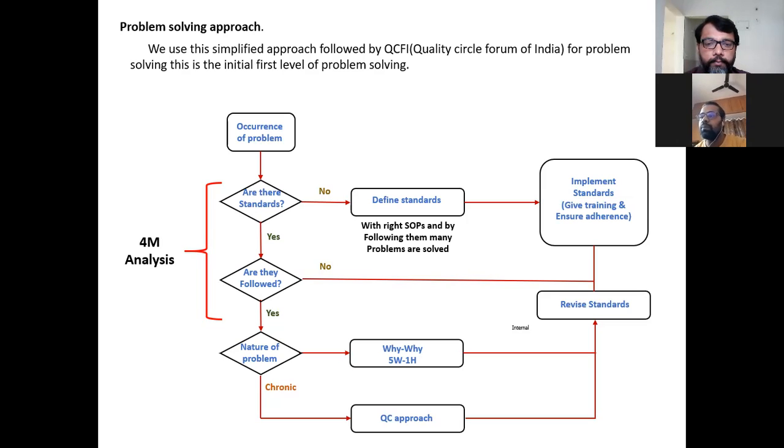So how we approach the occurrence of the problem, and is there any standard maintained there? If yes, we go to the next step, whether they are followed or not. If there are no standards, then we will define the standards. And next it goes to the nature of the problem. If it is a chronic level, then we follow the QC approach. Otherwise we go with the VE analysis. So this kind of approach we followed here to tackle this problem.